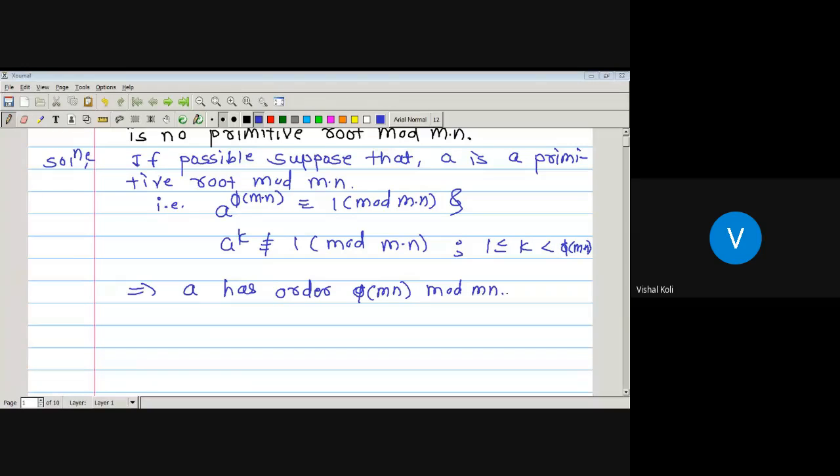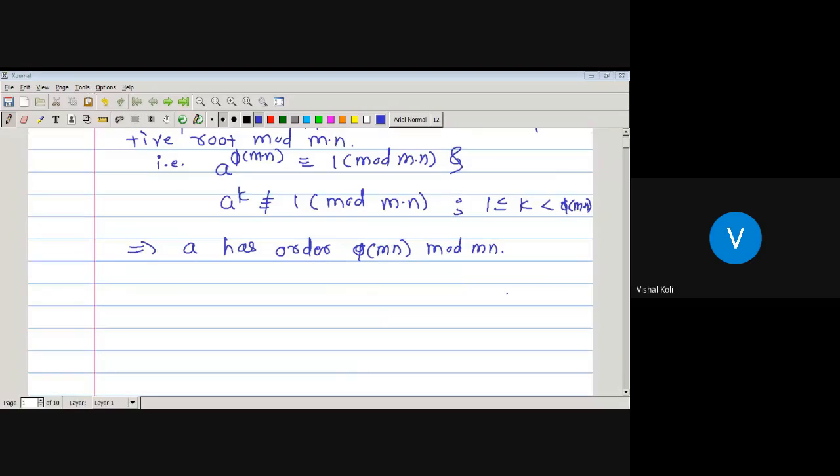What is the order of an integer modulo n? If a is any integer which is relatively prime to n, then we find the smallest positive integer k such that a to the power k is congruent to 1 modulo n. Then we say that k is the order of that integer modulo n. Now as here a to the power φ(mn) is congruent to 1 modulo mn, and a to the power k is not congruent to 1 modulo mn whenever k is less than φ(mn), then the integer a has order φ(mn) modulo mn.